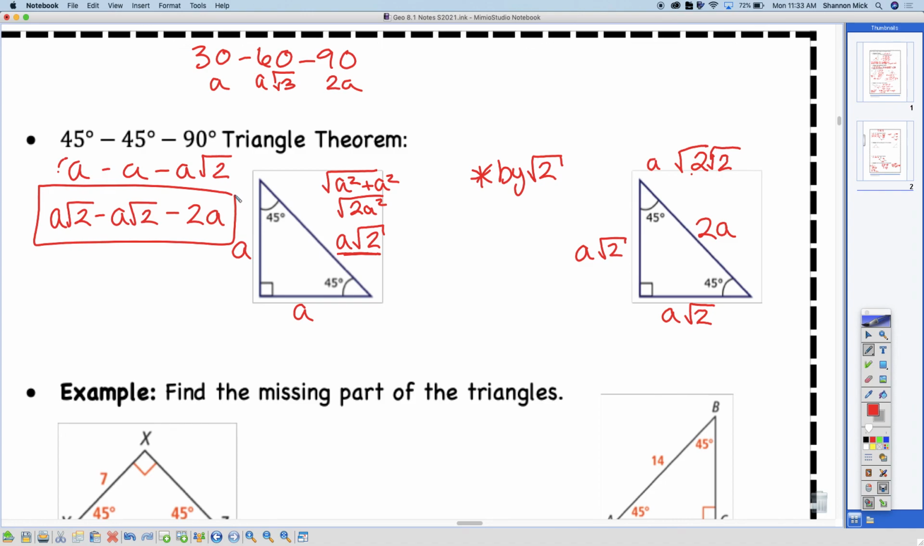Now, if you go watch some video on Khan Academy or you watch the videos from the book, I can guarantee you're going to do the first one, but you get the same answer either way. I promise you. Got it? Okay.